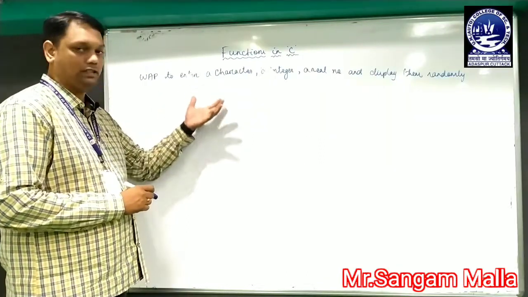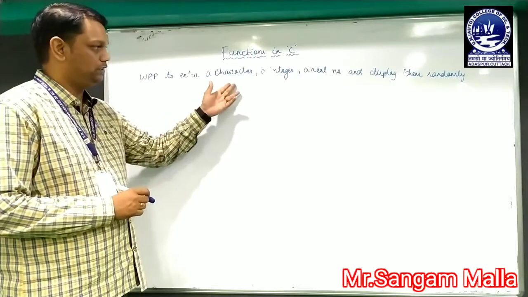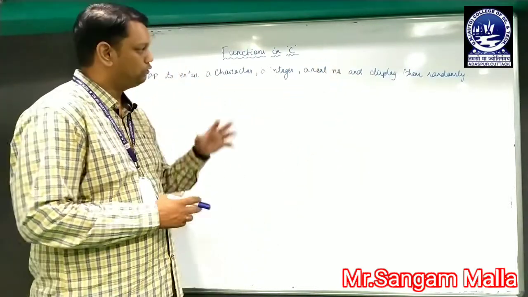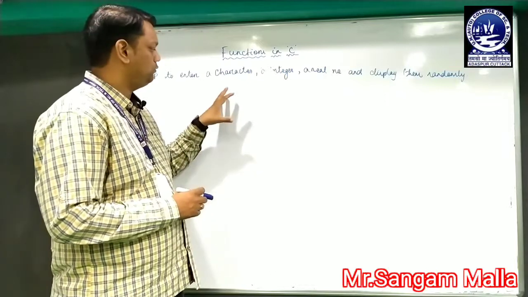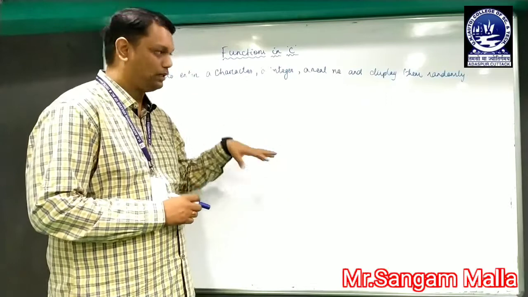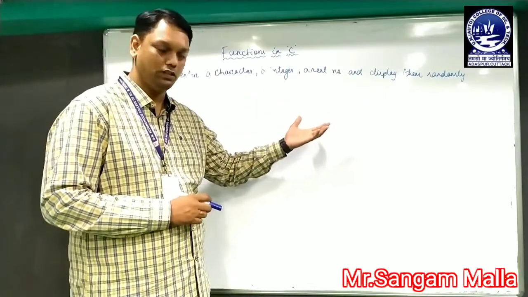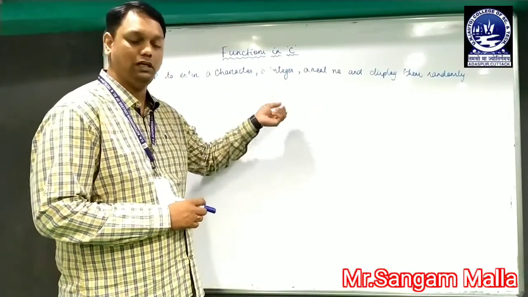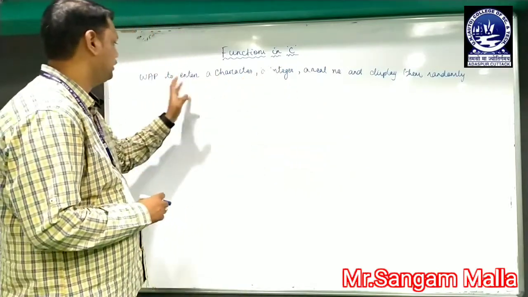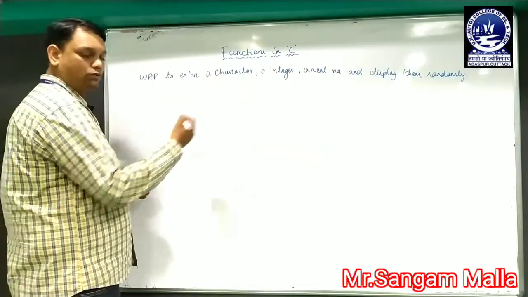Now we have to take another example. Let's say we have to enter a character, an integer and a real number and display them randomly. So what do you mean by that? I want to elaborate the sequence of function calling and the sequence of called functions, how we can pass the values and how we can receive the values and work accordingly. So let's take the program.